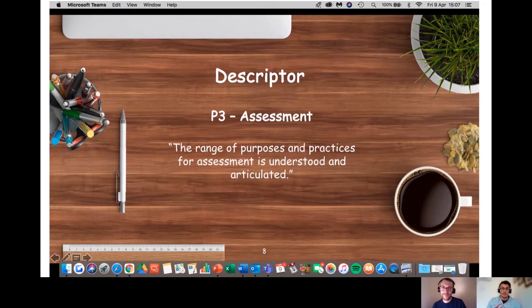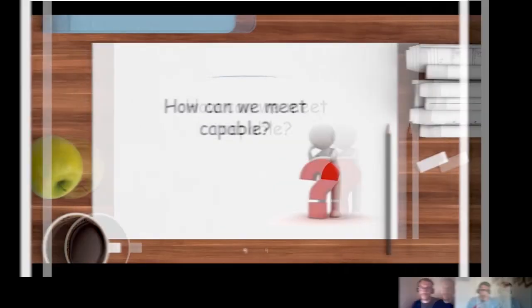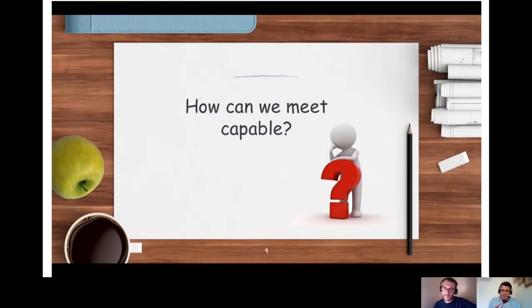So now we're going to talk about P3, which is assessment. And the descriptor for this is: the range of purposes and practices for assessment is understood and articulated. Now, me and Chris, we both spoke about this one in great depth earlier today. And at first we were thinking, well, how can we evidence this? It doesn't always have to be screenshots of your work. It can be in picture form. It could be people's voices. If you've got footage, you can use that as evidence. Of course, you need to get the appropriate forms in place to allow you to do so.